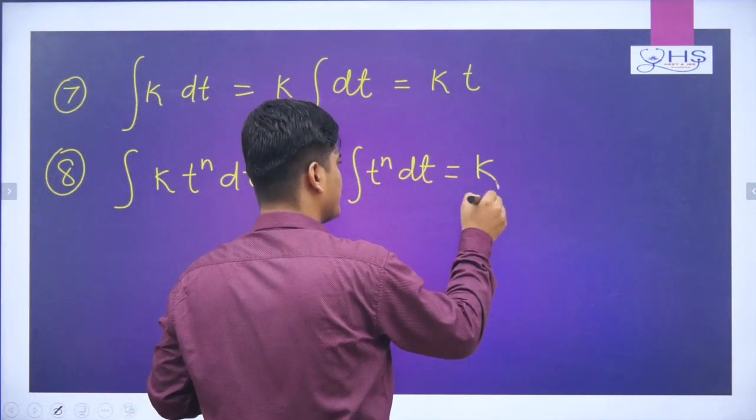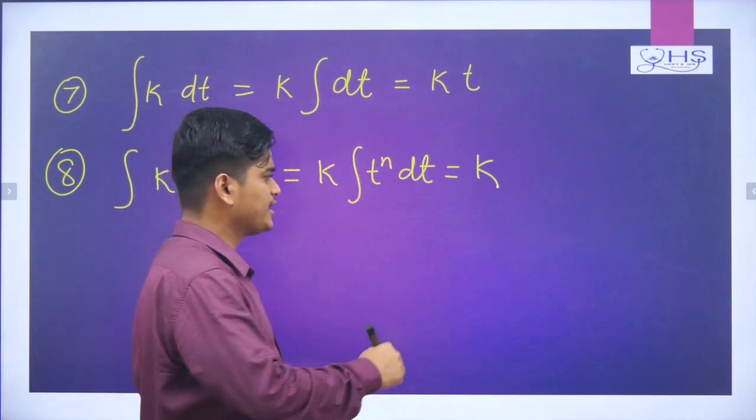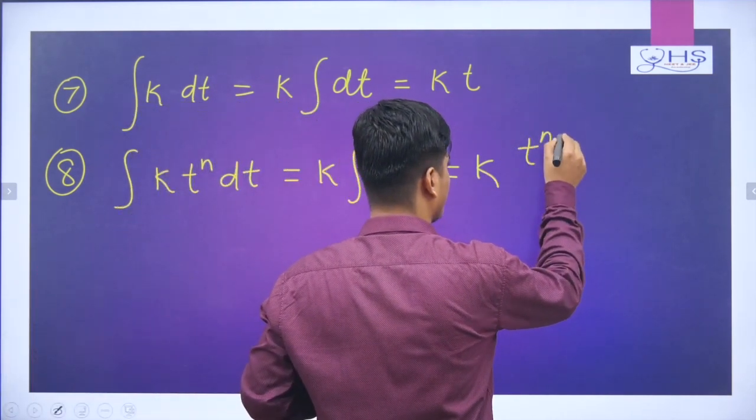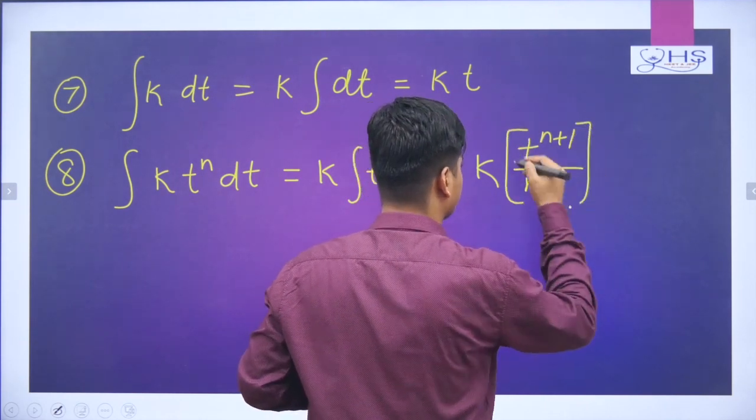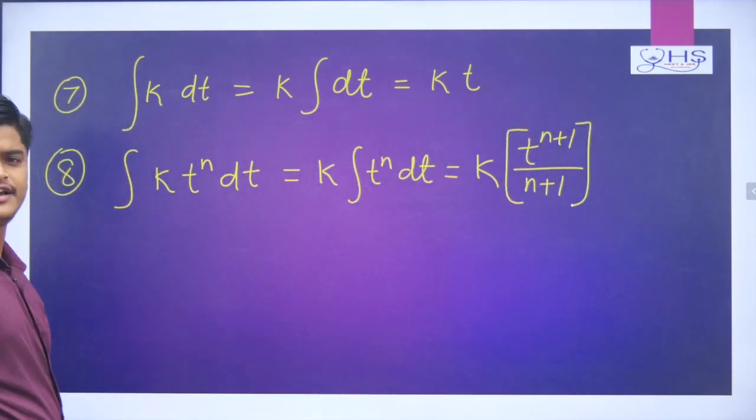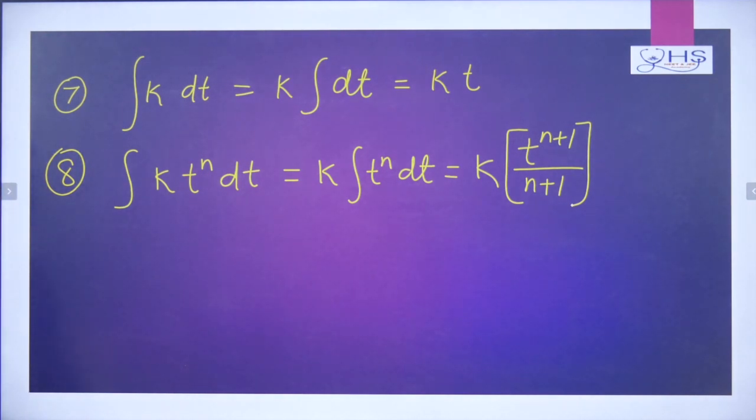Then here, k, just now I told you the integration of t to the power n. How much is it? It is t to the power n plus 1 divided by n plus 1. So you can keep it like this: k into t to the power n plus 1 divided by n plus 1.